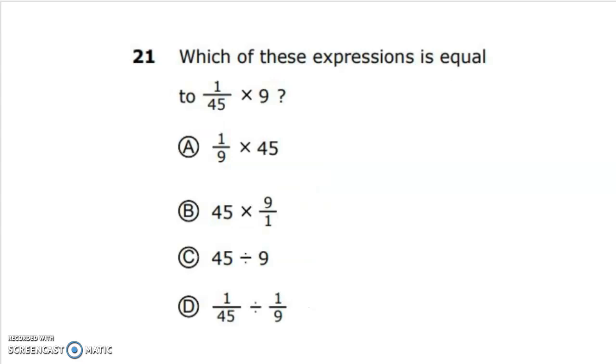21. Which of these expressions is equal to 1/45 times 9? A. 1/9 times 45. B. 45 times 9/1. C. 45 divided by 9. D. 1/45 divided by 1/9.